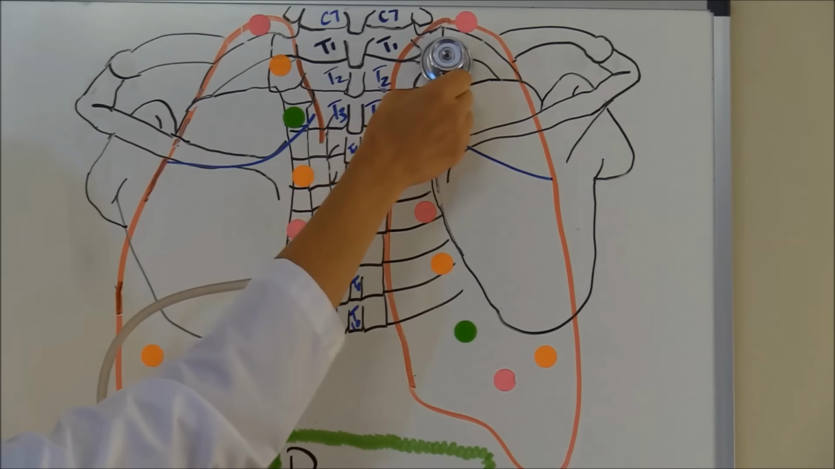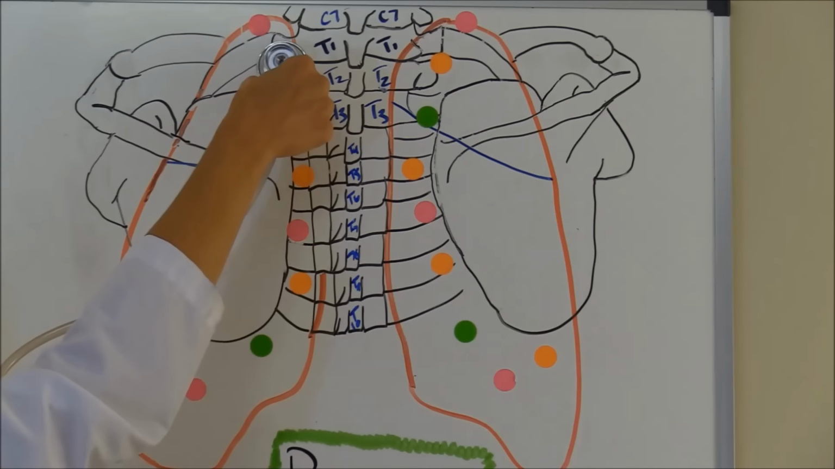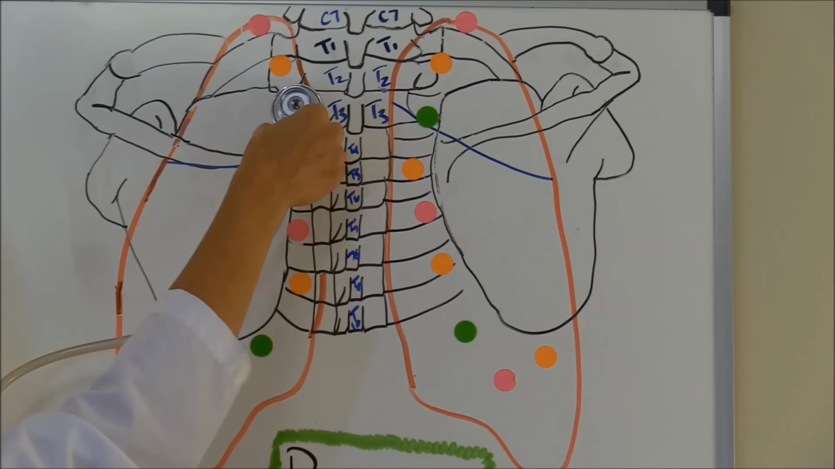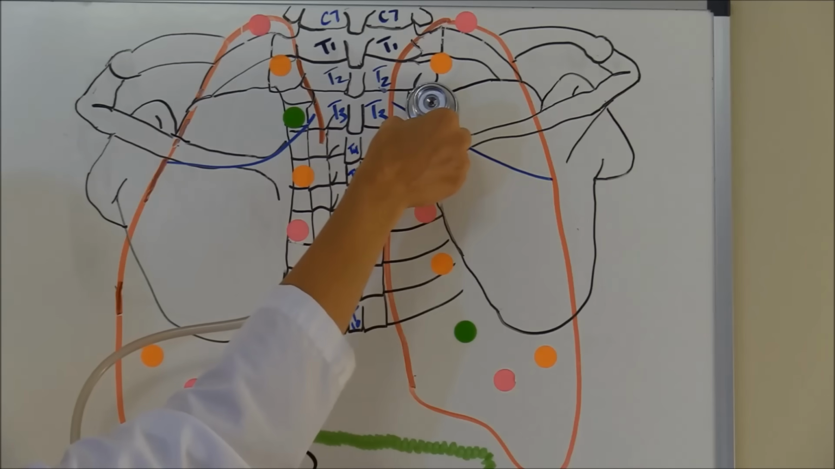So we'll go here, and then we'll compare over here. And then we'll go down a little bit towards where T3 is. Listen here, still being in the upper lobe. Then we'll go over and compare sides.